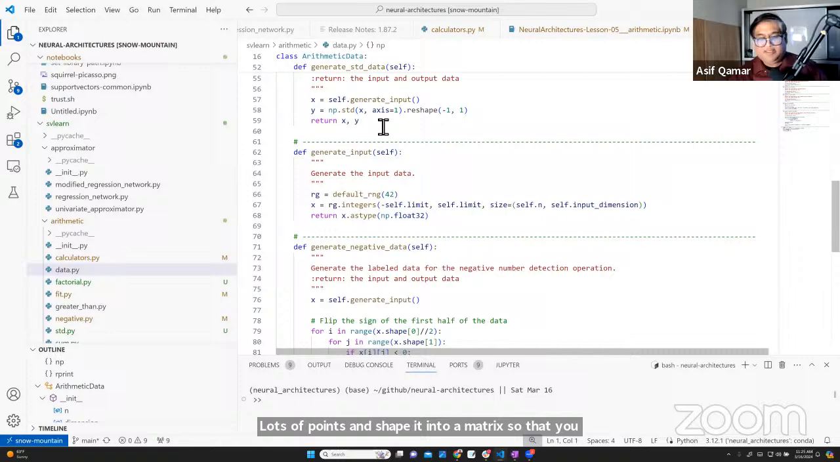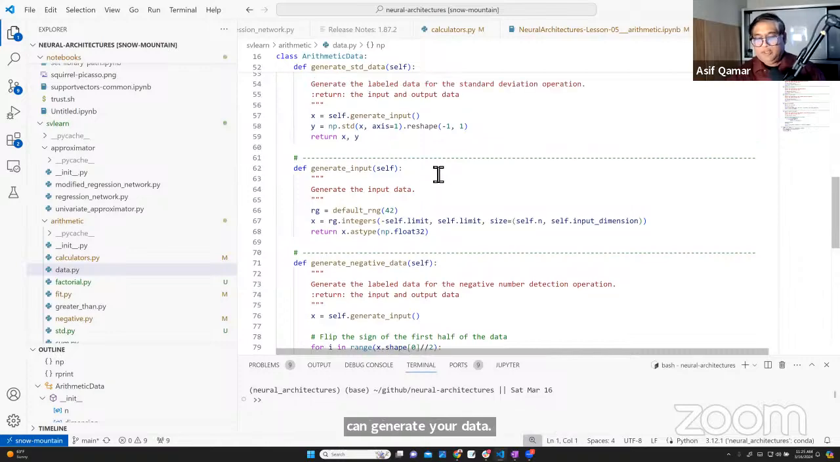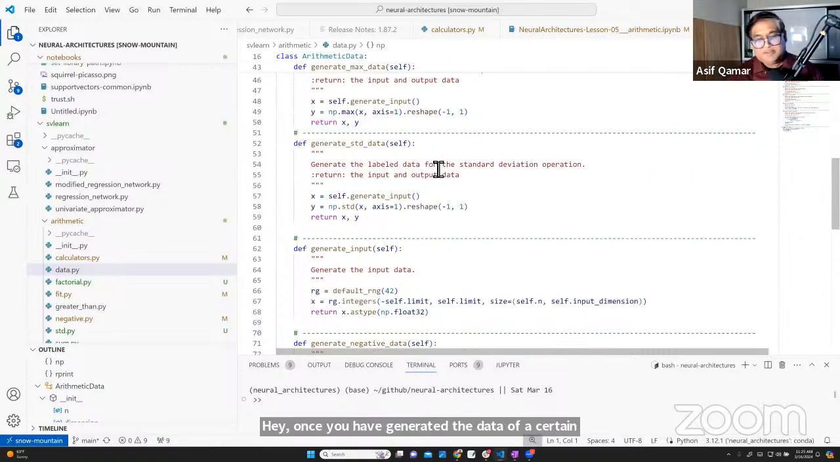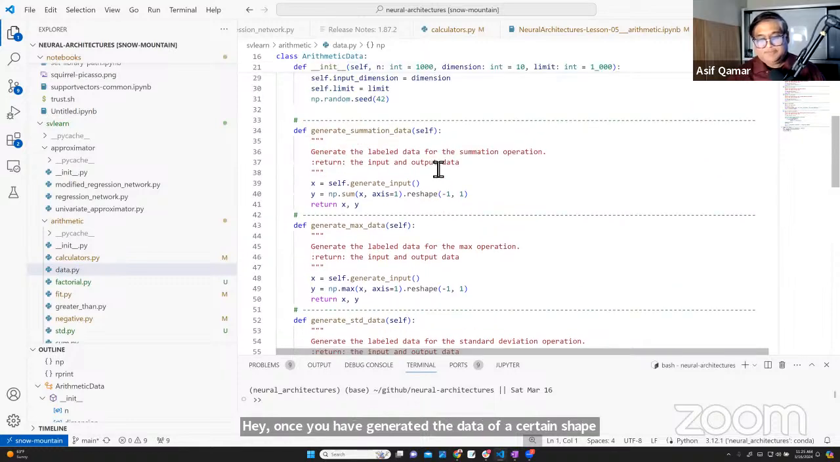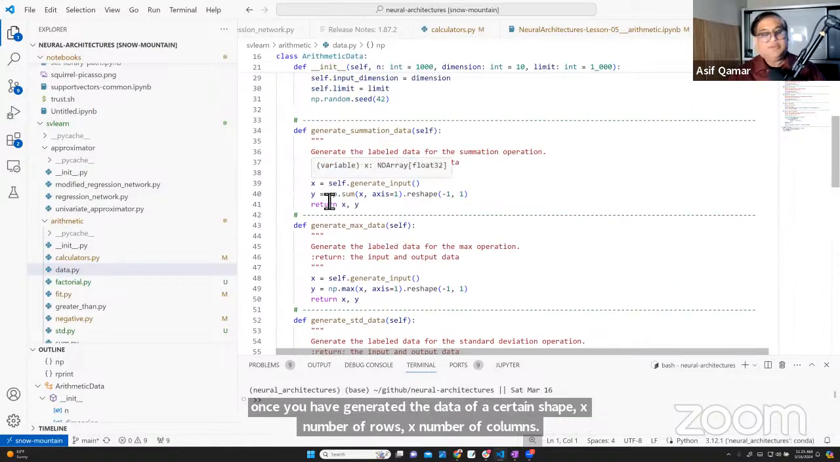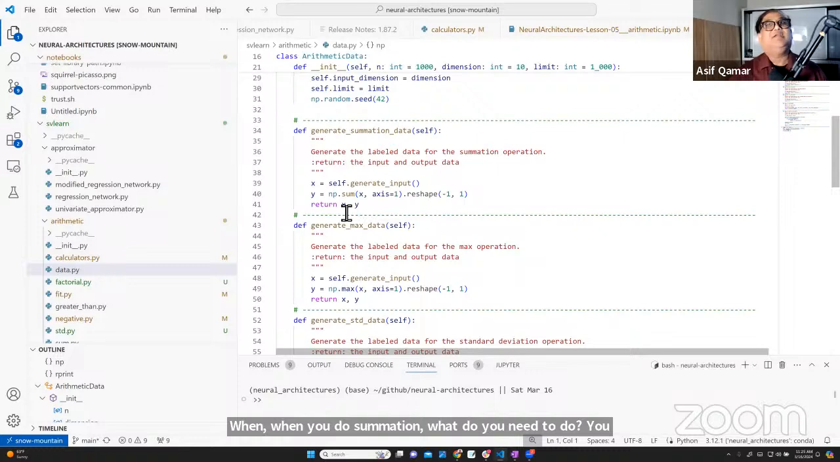Once you have generated the data of a certain shape, X number of rows, X number of columns, when you do summation, what do you need to do? You need to produce the label, isn't it? Input is the input you generated as an X matrix. Now you need to produce the labels. Y is the labels. Label is what? It is the sum along the rows, isn't it? That's what we are doing. We're making it a sum along the rows.